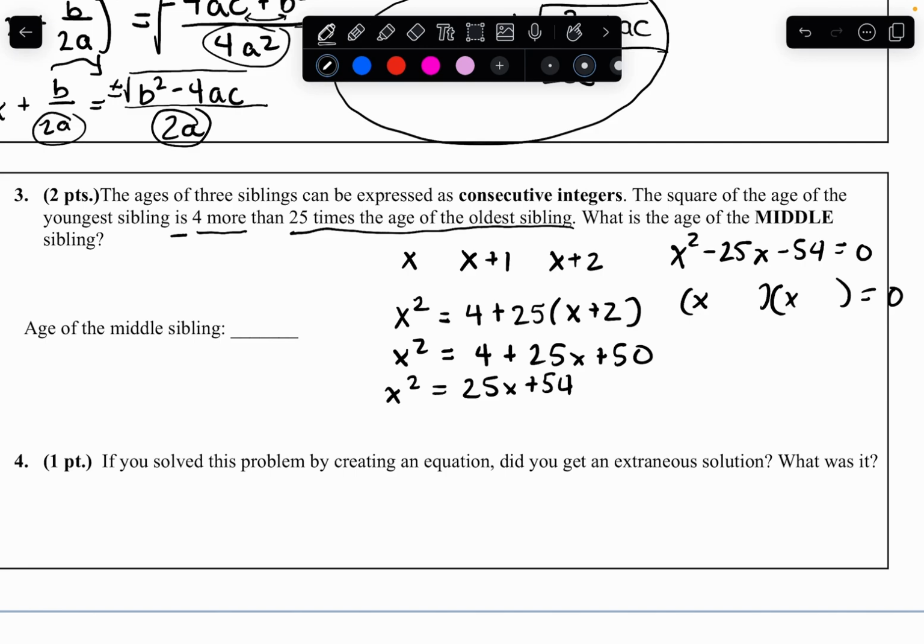What two numbers multiplied together give me negative 54, but added together give me 25? Okay, so it'll be negative 27 and positive 2. So x has to be 27 or x has to be negative 2. Negative 2 is an extraneous solution because you cannot have negative ages. So the little brother is 27, which means that the middle sibling is 28, and the oldest sibling would be 29.